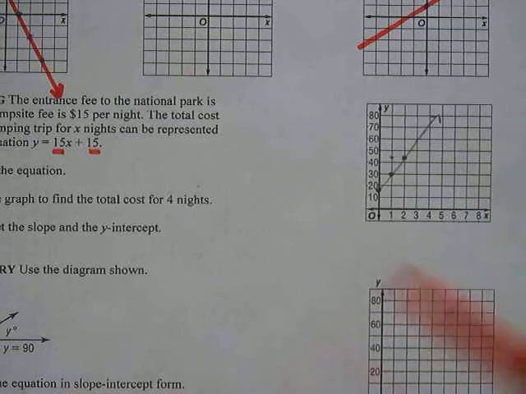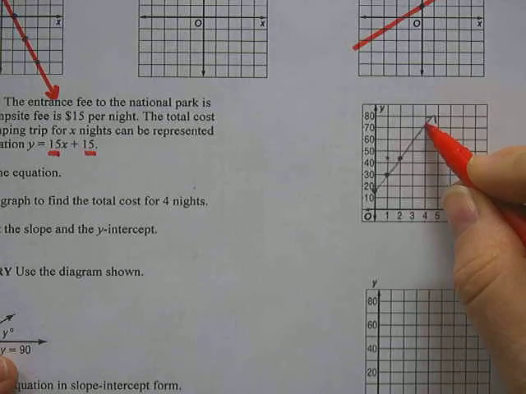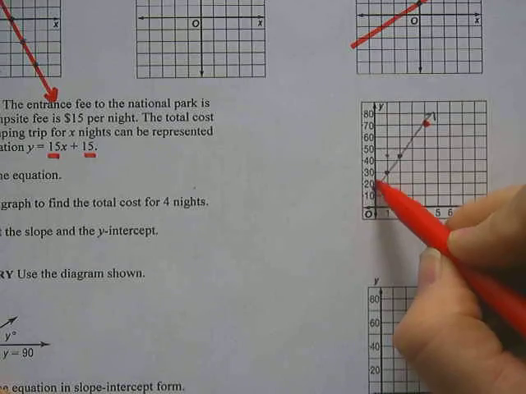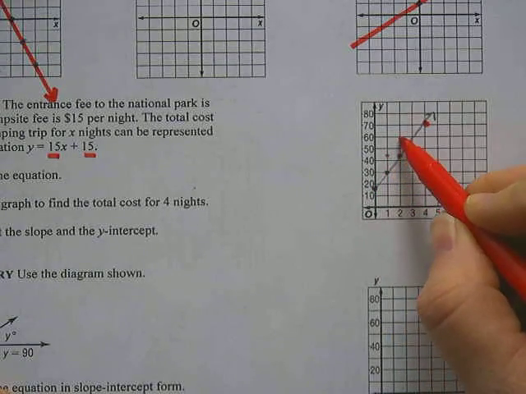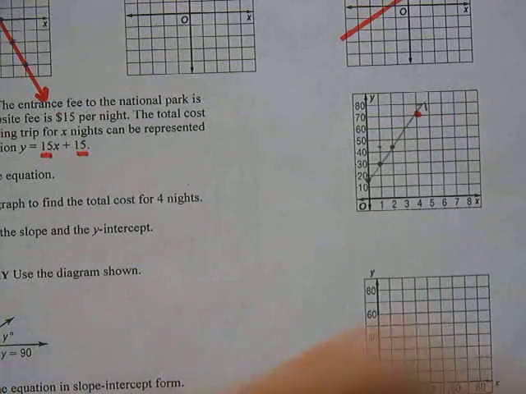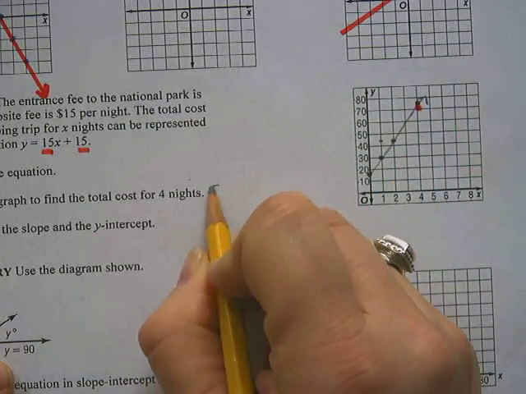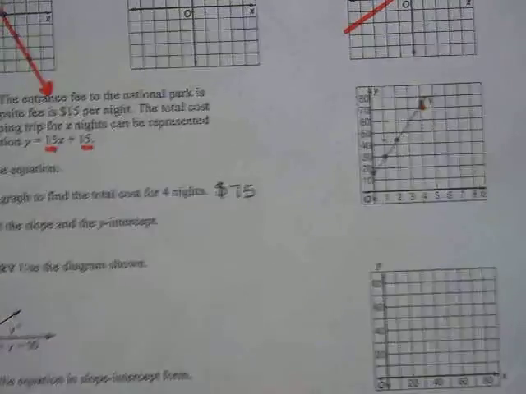When it says find the total cost for 4 nights, you can go over to your graph for 4 and go up. But just to be sure, you want to say 15, you rise, you go to 30, then you go to 45, then you go to 60, then you'd go up here to 75. So actually my line should have been just a little bit higher. It's going to cost $75 for 4 nights.